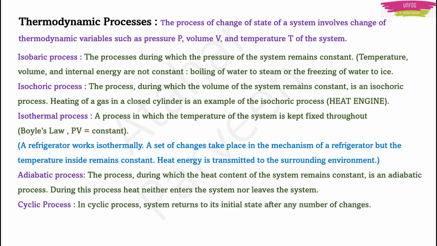Then there is a process called cyclic process. In cyclic process, the system returns to its initial state after any number of changes. Even though changes occur, still the system will come back to its original state, the initial state. This type of process is known as cyclic process. There is a non-cyclic process also. In that, the system will not come back to its initial state.